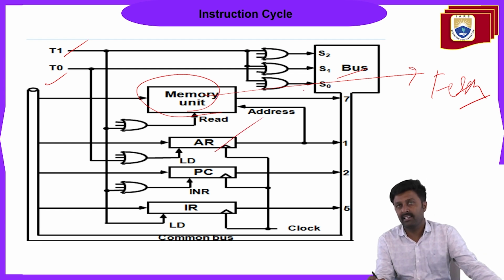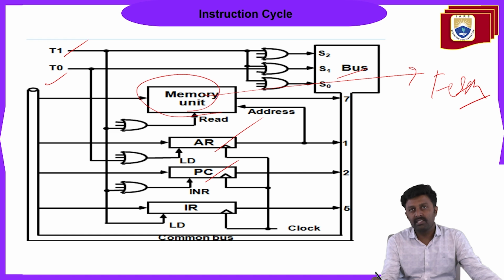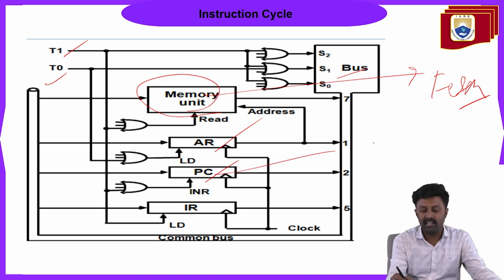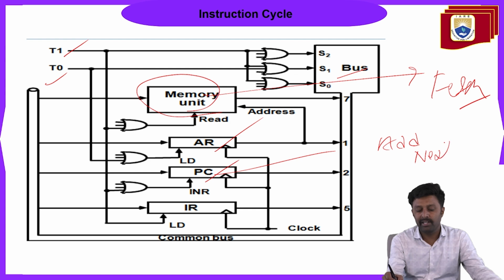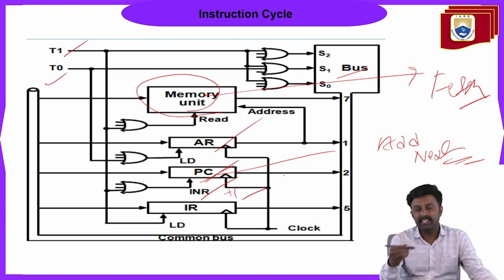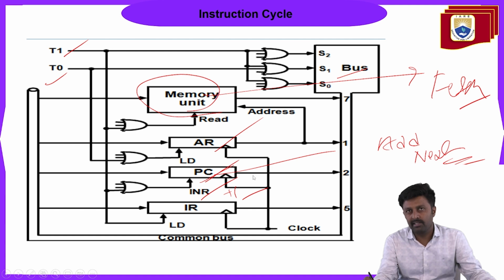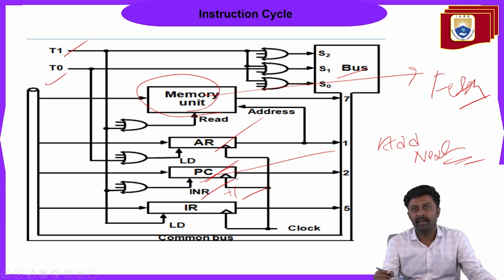Based on this, the instructions are handled with the help of the address register. In the address register, the address is stored. The program counter holds the address of the next instruction to be executed. As soon as the instruction is executed, the program counter will be incremented by 1. Each time, the function of the program counter is to give the instruction to be executed, and it will increment each time by 1.